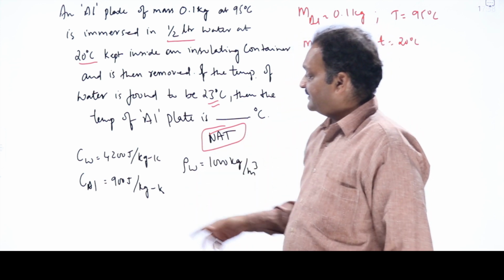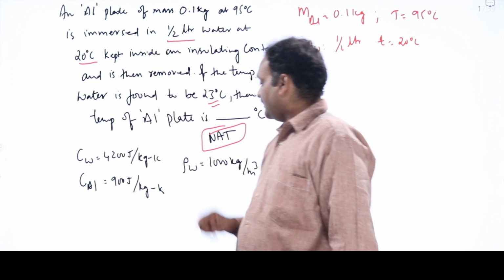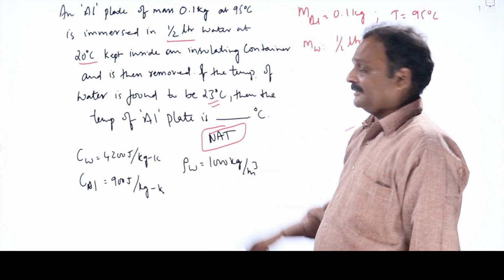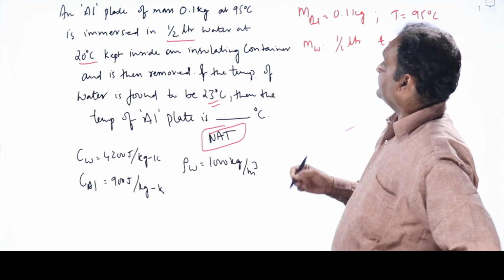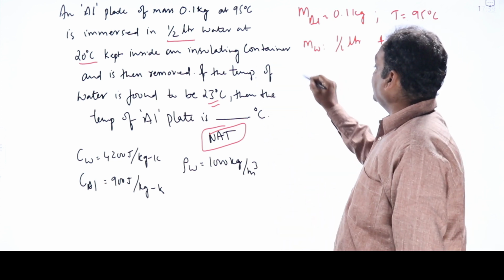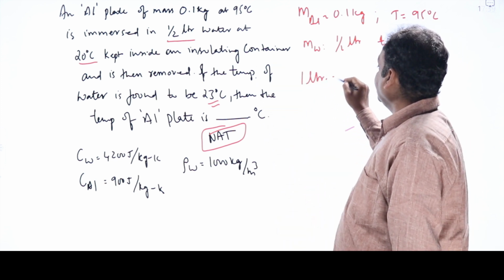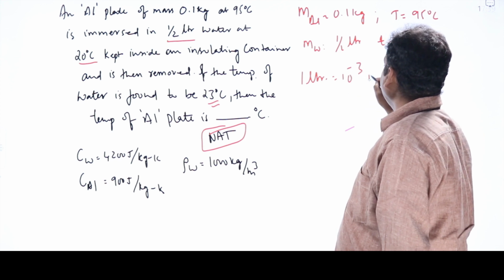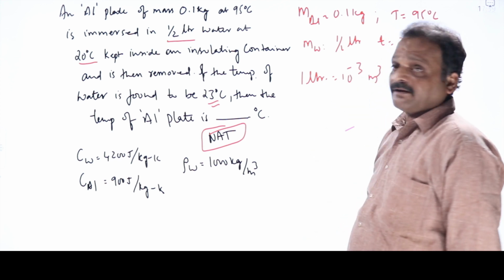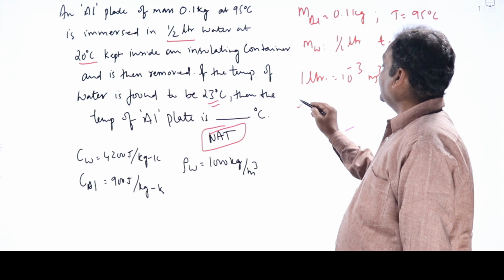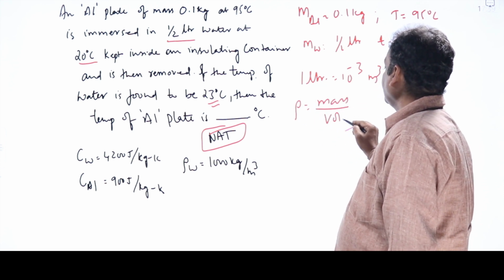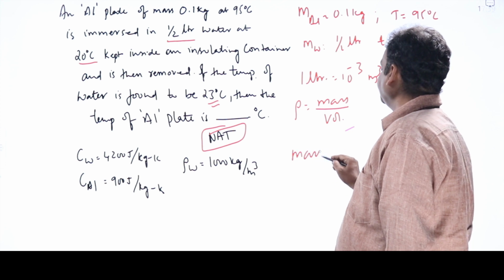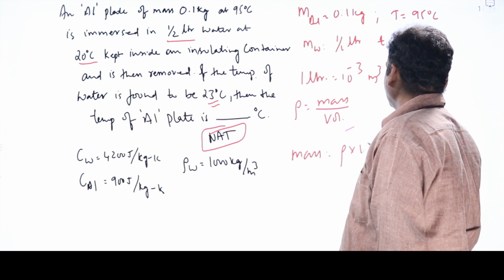The data given is the specific heat of water, the specific heat of aluminium, and the density of water. Okay, why did he give the density of water? He said half liter water. Okay, 1 liter of water is equal to 10 to the power minus 3 meter cube. 1 liter means 10 to the power minus 3 meter cube. So density equals mass by volume. Okay, so mass is equal to density into volume.